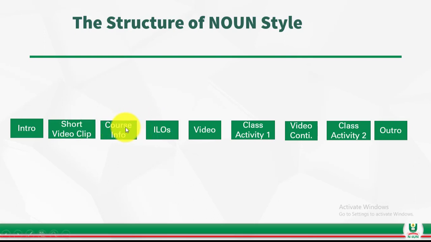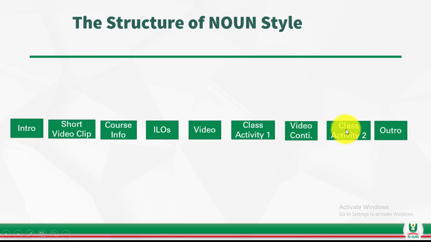Then you should have a page for course information where you are going to supply your details, your name and your email address. Then ILOs, that is the intended learning outcomes. Those are the things you need your students to be able to do after watching your video. Then the lesson video begins here. Now within your lesson video, you should have class activity 1, which is to engage your students as they watch the content. Then after class activity 1, the lesson video continues.